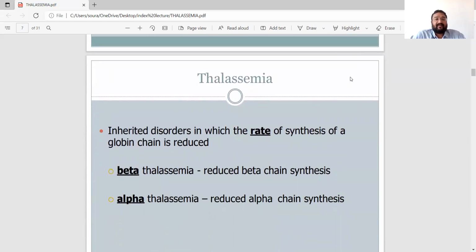Now coming to thalassemia. Thalassemia is one of the most common inherited disorders of hemoglobin synthesis, in which the rate of synthesis of globin chain is reduced. Depending on the type of the globin chain affected, it is classified into beta thalassemia and alpha thalassemia. Beta thalassemia is characterized by reduced or absent synthesis of beta chain, while alpha thalassemia is characterized by reduced or absent synthesis of alpha chain.